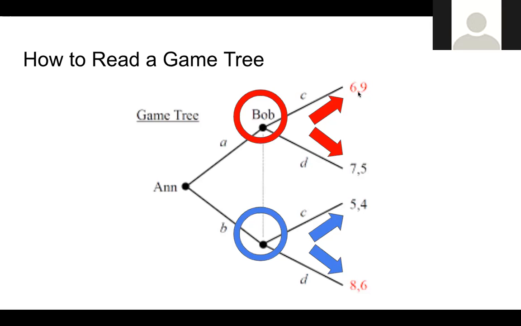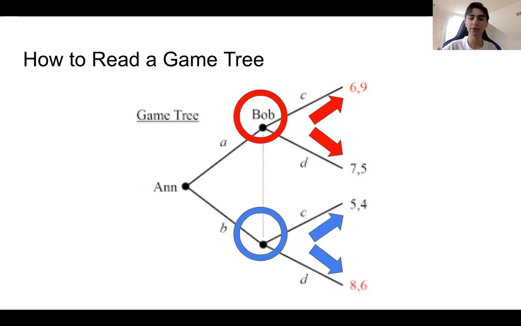If you recall, the payoff is the numerical value assigned to how much each person wants a specific outcome, which is a fancy way of saying a bigger number for you is better. But in this case, Bob can either choose option C or D, right? And here, if he chooses option C, he'll get 9. So these two numbers separated by a comma, the first number refers to the first person, and the second number refers to the second person. That's just how it works.